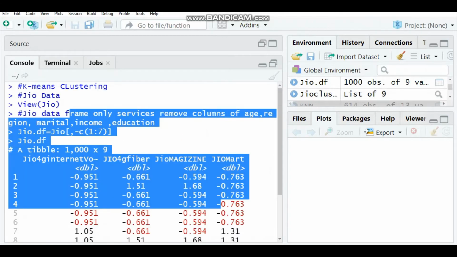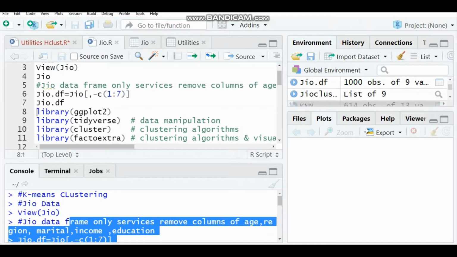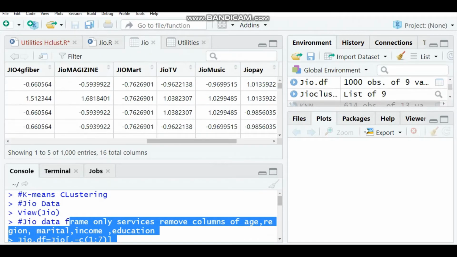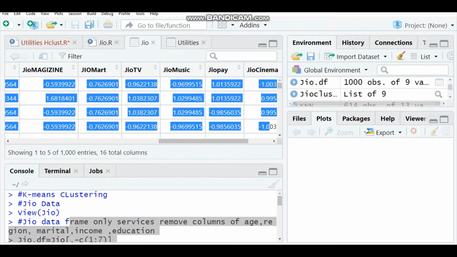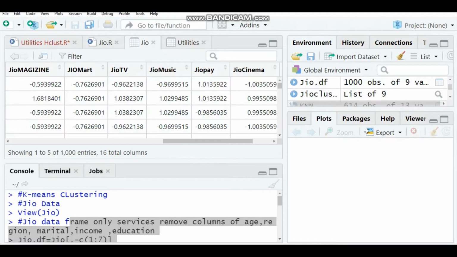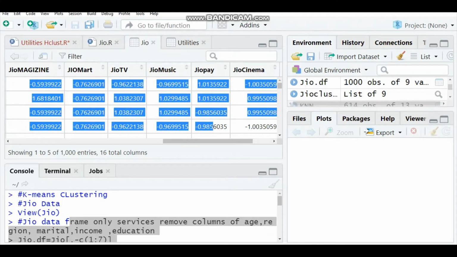of services. You might ask why these values are negative. These values are already normalized. Either you can log transform or you can normalize this data. This data is already normalized to z-score.